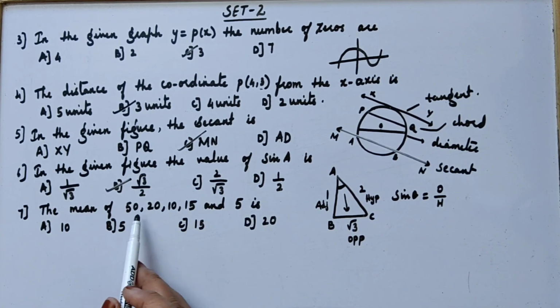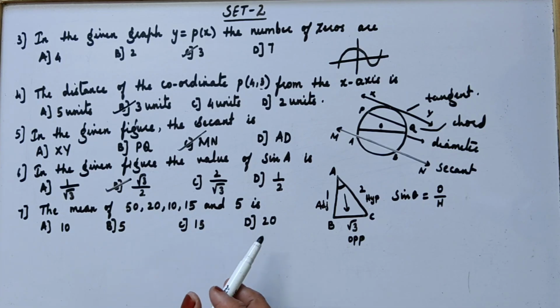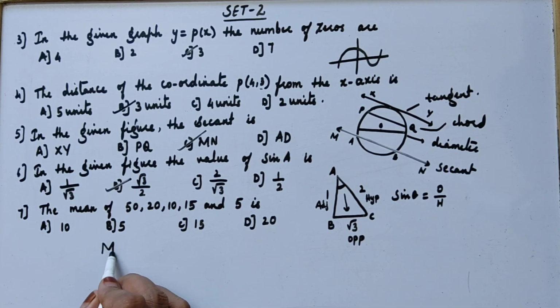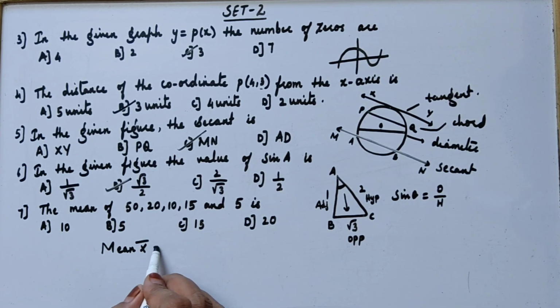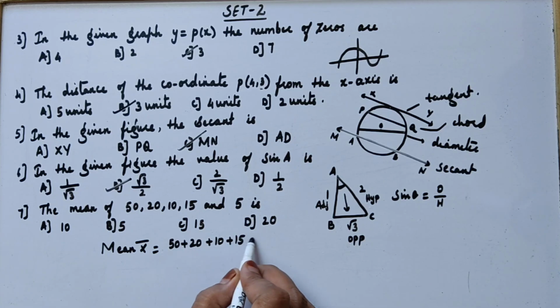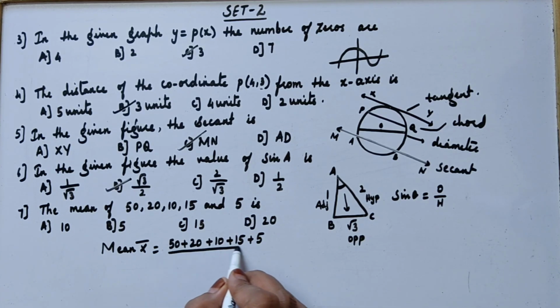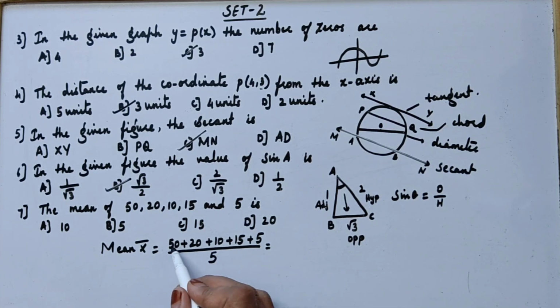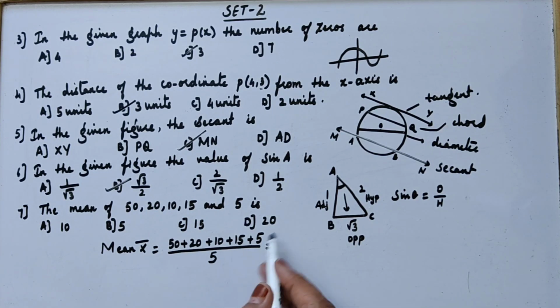Next question. The mean of 50, 20, 10, 15 and 5 is. Mean means we need to find out the average of these scores. So mean X bar will be, let us add all these numbers: 50 plus 20 plus 10 plus 15 plus 5, whole divided by the number of scores, 1, 2, 3, 4, 5, divided by 5. When we add all this, 50, 70, 80, 90, 100.